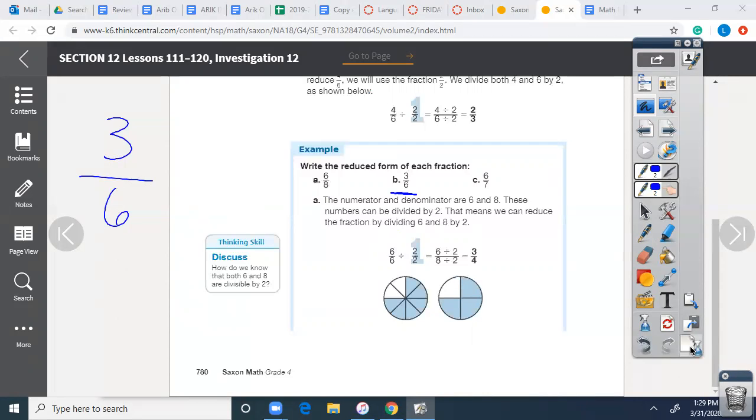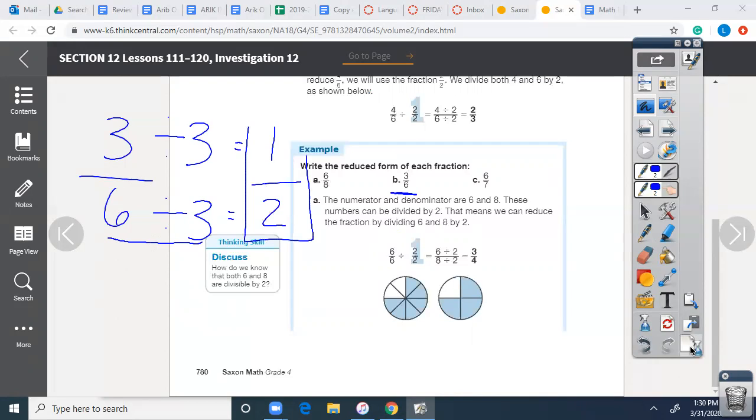So what can we divide the top number and the bottom number by without getting any remainders? We can divide the top by 3. We can divide the bottom by 3, right? Divided by 3, divided by 3. 3 divided by 3 is 1. 6 divided by 3 is 2. So my answer is 1/2. Whoops, don't know why that went diagonal. Okay, so my answer is 1/2.